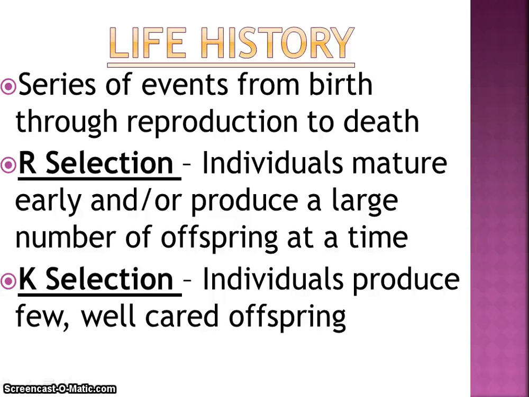Think of rabbits. They produce a lot of offspring at one time, so they have the ability to reproduce large numbers of offspring in an uninhabited area before the slower reproducing species can do that. So R selection has a lot of individuals. K selection is a few, but very well cared for.